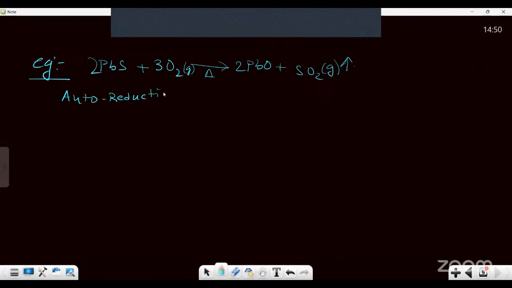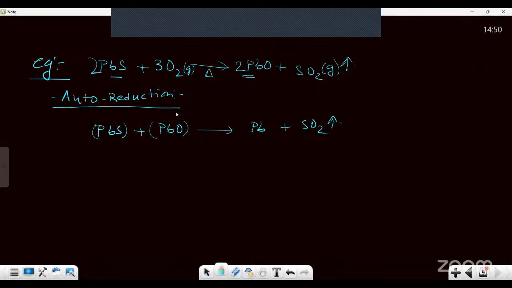Okay. There is also an auto reduction associated here. What is the auto reduction which is associated here? This lead sulfide will come in contact with the lead oxide. So I can say this lead sulfide is already present. Now lead oxide is also present. So they will just react with each other, coming in contact with each other, and this lead oxide will reduce this lead sulfide, and we are going to get lead plus SO2. This is called auto reduction. Though it will be much less compared to this.